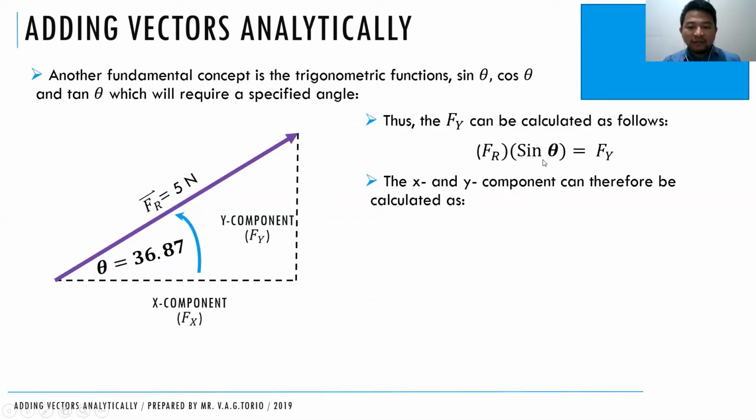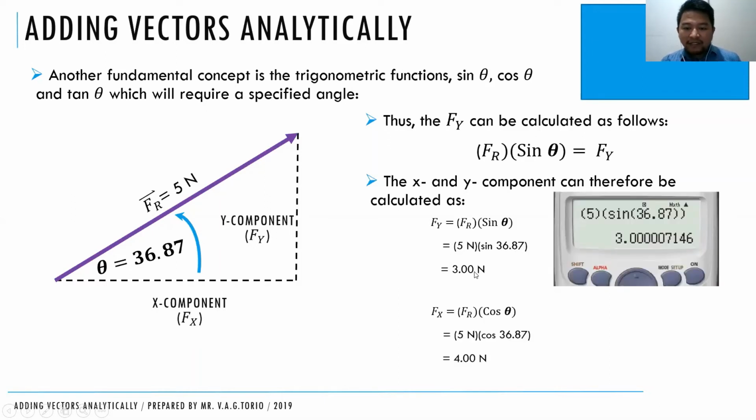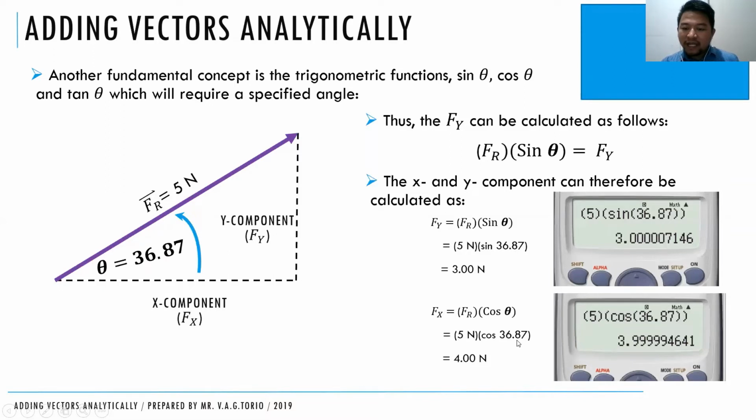We now can substitute the values and calculate for the components F sub y and F sub x. F sub y is 5 newtons times sine of the given angle, 36.87 degrees. So we get 3 newtons. And we can calculate for F sub x. F sub r, that's 5 newtons, the magnitude of the resultant force, times cosine of the given angle, 36.87 degrees, that's 4 newtons. We showcase how it's calculated in the screenshots of the calculator. That's 3, and that's 3.99, rounded off, the value is 4 newtons.